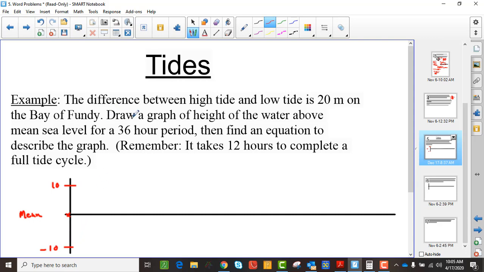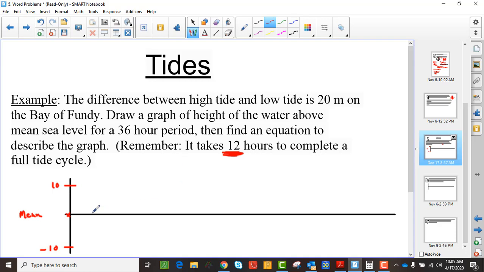And then it says I want to draw it for a 36-hour period. That is not telling you that it's a 36-hour time frame that goes from high tide to low tide. It's not telling you the period. The period is always 12 hours for tides, every time. So when it says I want you to draw it for a 36-hour period, what it's really saying is I want you to do it for 3 cycles. So we're going to do that.